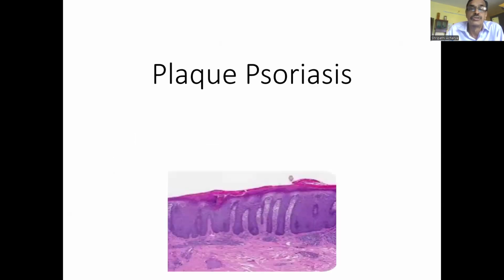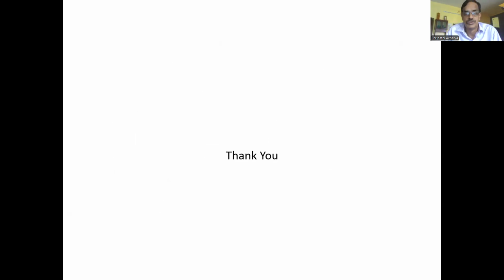The slide of plaque psoriasis. So these images are taken from the internet, AI and other sites.